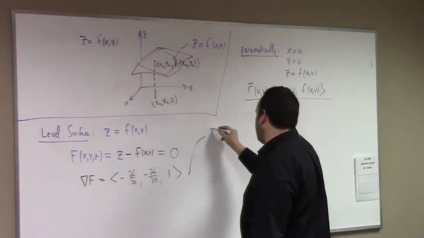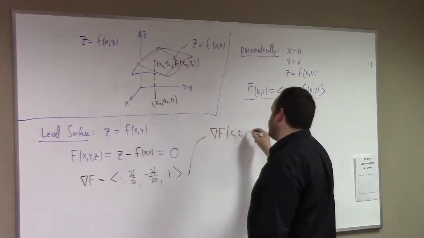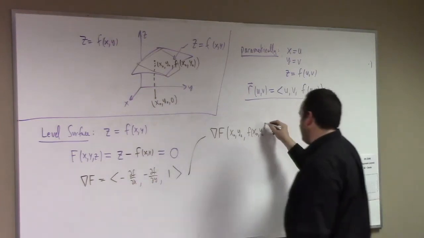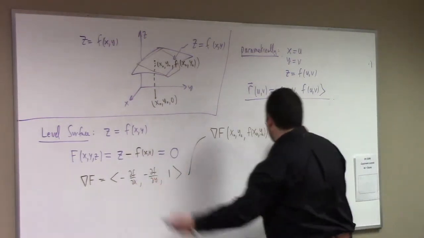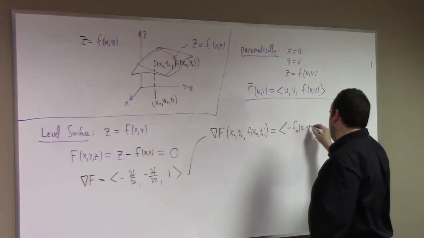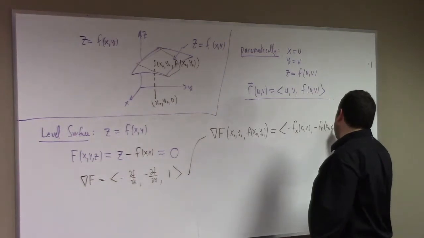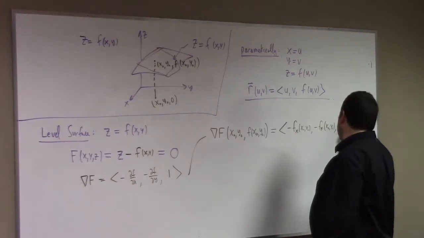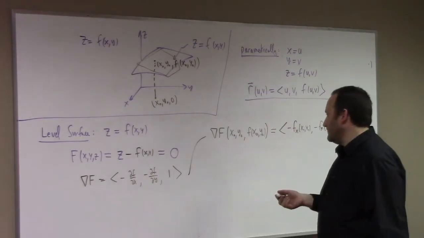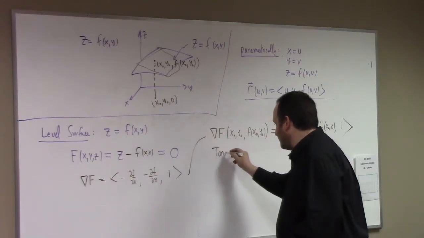So what's the gradient of f at that point? We get minus f sub x at the point x naught, y naught, minus f sub y at the point x naught, y naught, and then 1. So what's the equation of the tangent plane to a graph? That tells us that the tangent plane has what equation?